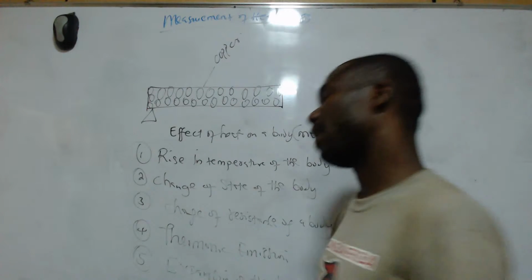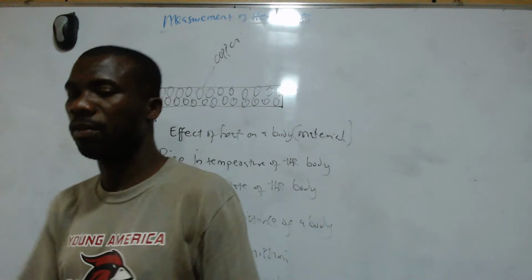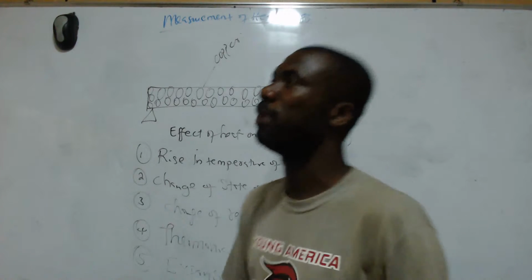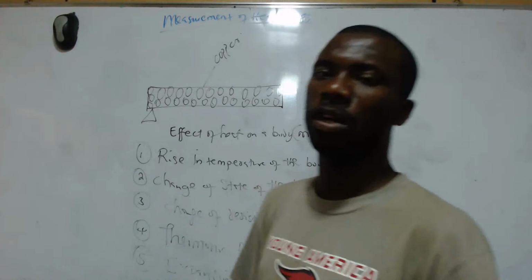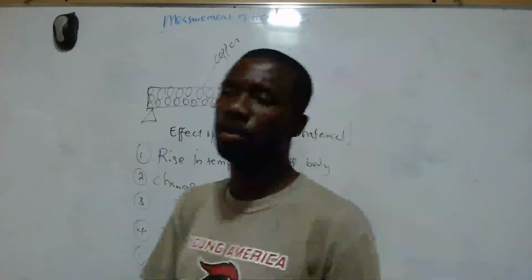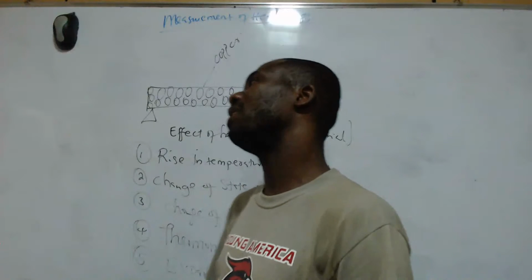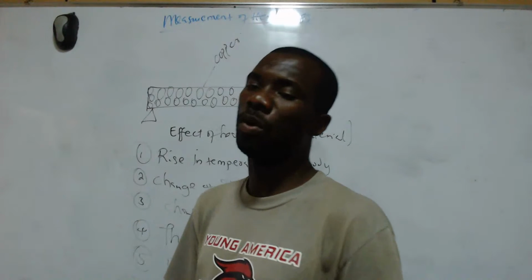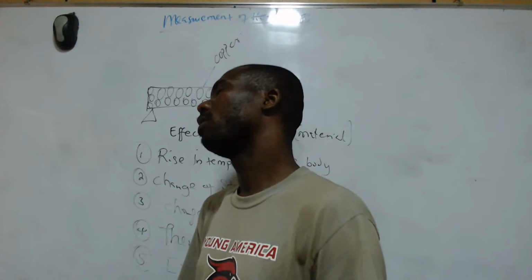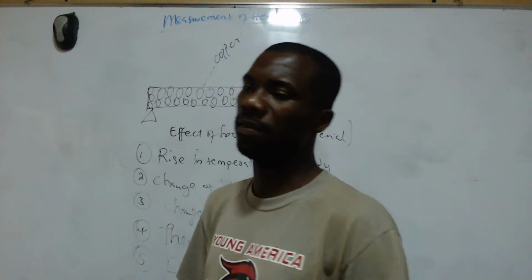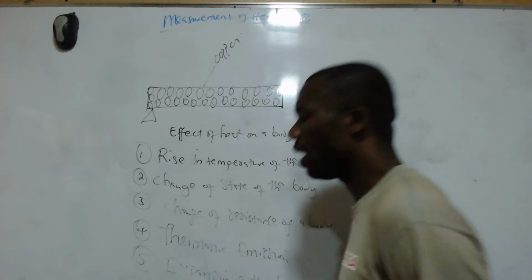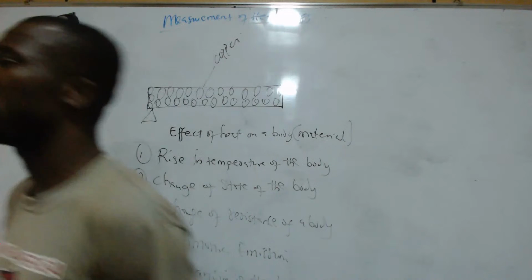Whenever heat is applied to a body, the temperature of that particular body will change. The temperature will depend on the quantity or amount of heat given to the body. So if higher heat is supplied to the body, higher temperature will result. Then if lower heat is given, lower temperature will result. Now, change of state.